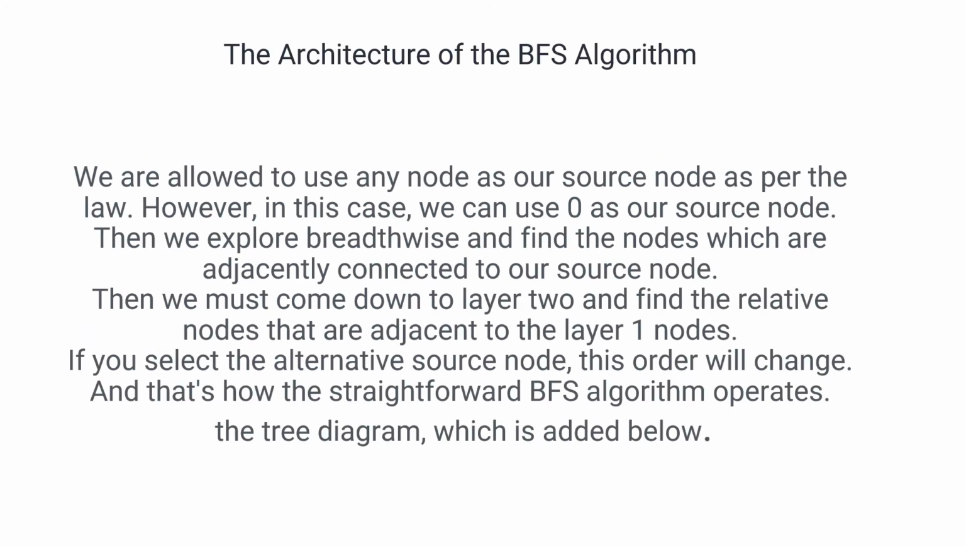The architecture of the BFS algorithm. We are allowed to use any node as a source node. However, in this case, we can use 0 as our source node. Then we can explore breadthwise and find the nodes which are adjacently connected to the source node. Then we must come down to layer 2 and find the relative nodes that are adjacent to the layer 1 nodes. If you select an alternative source node, this order will change. And that's how the straightforward BFS algorithm operates.